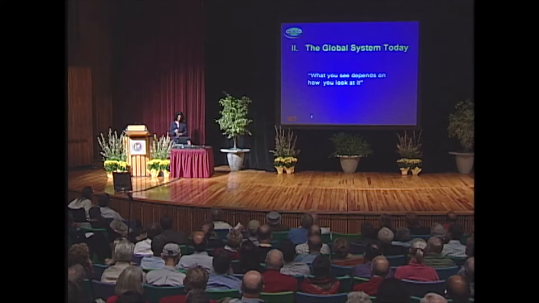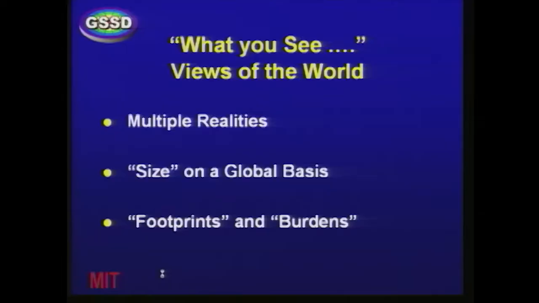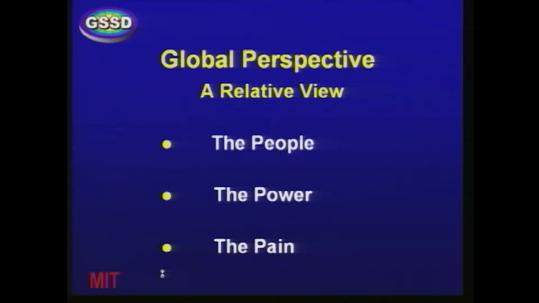I'd like to give you some sense of the global system today, based on the principle that what you see depends on how you look at it. Please take that seriously, even though this sounds like a trite observation. Because I will show you some multiple realities, the size of those realities on a global basis, and you can think of this as footprints or as burdens or whatever, but this is the world out there. We'll start with the relative view of the people, the power, and the pain.